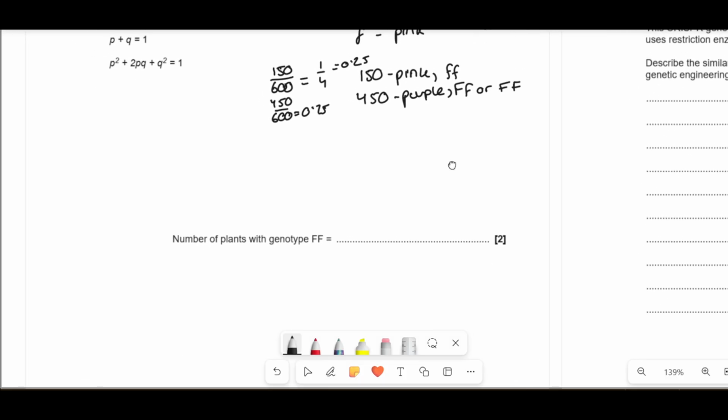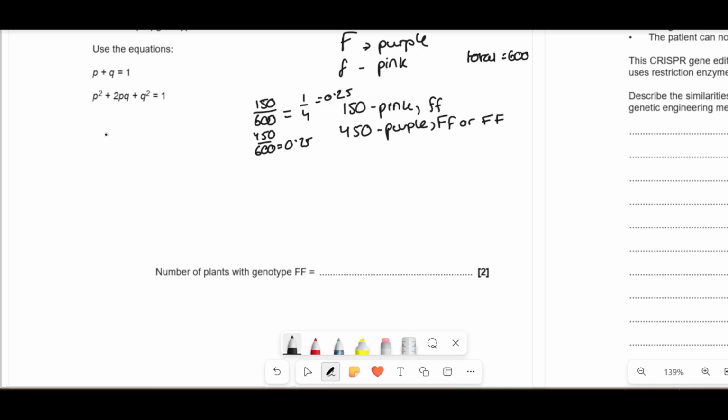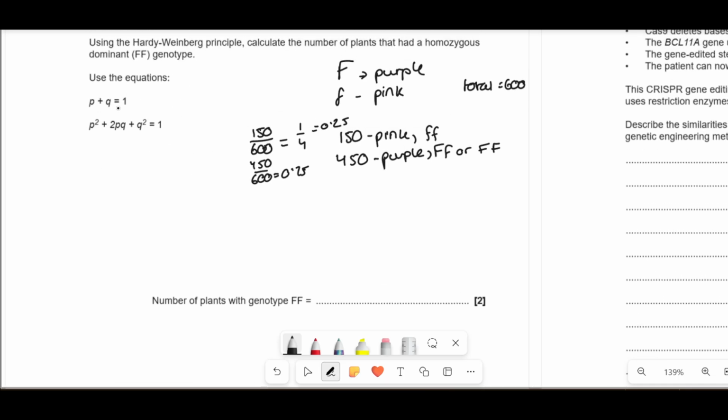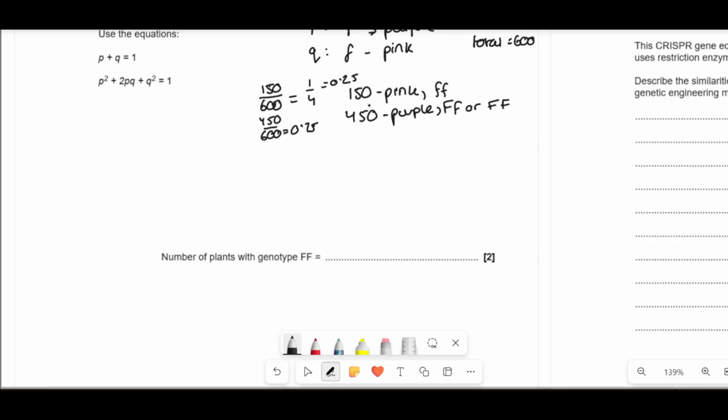So then what we need to do is figure out what these are. Remember, let's understand what's going on here. I'm going to call that one my P, and that one's going to be Q. So if 150 are pink, ff, that means qq equals 0.25. It's q and a q, so it's q squared. That means q would be the square root of 0.25, which is 0.5, right?